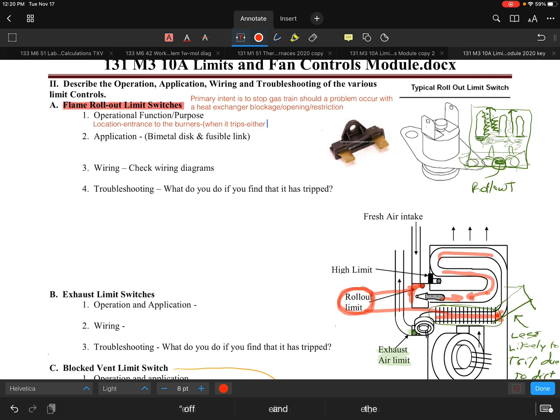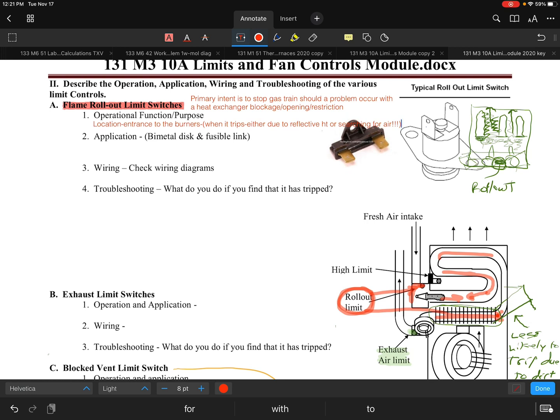When it trips, it could be due to the reflective heat off the heat exchanger, or it's searching for air. When I say that, it's pretty significant. If you start seeing a rollout opening up, that's a bit of a problem. So you've got to be looking at whether we have a problem with the heat exchanger. Is it plugged up? What's going on with this thing?